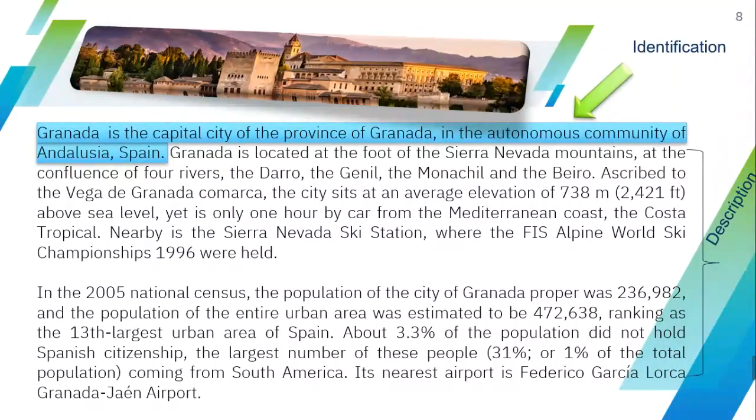While in the description itself, it is possible that it contains more detailed information. Here in the first paragraph, it talks about where it is located, and then in the second paragraph, it talks particularly about the population. And it might contain more details if this text is made longer.